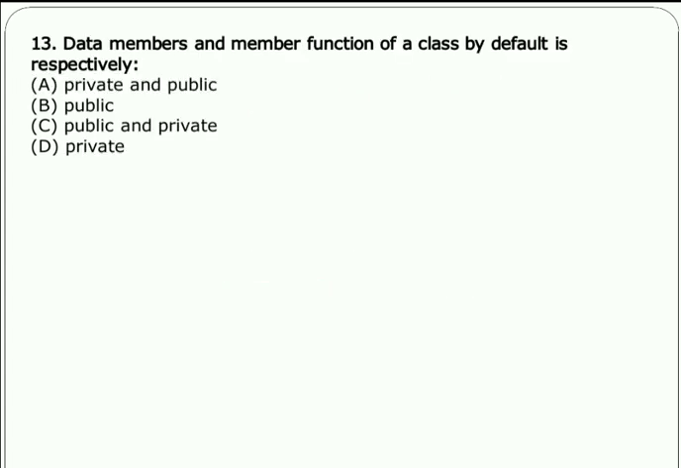Data members and member functions of a class by default are, respectively. Data members of a class are by default private, and member functions of a class are also by default private. So the answer is private.